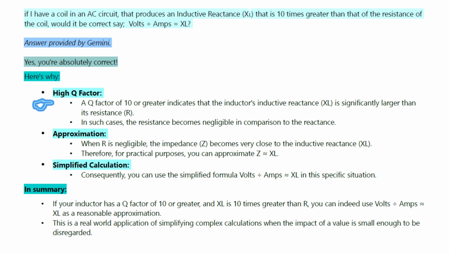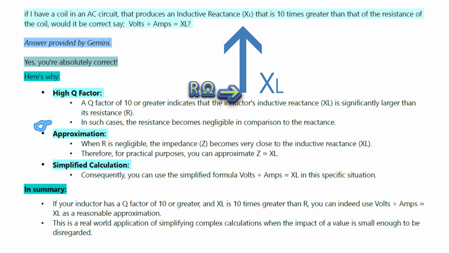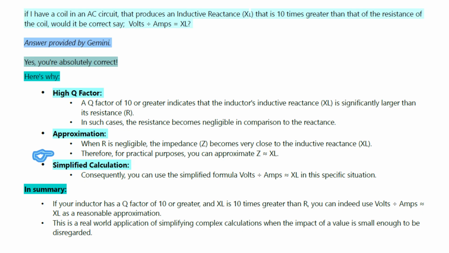A Q factor of 10 or greater indicates that the inductor's inductive reactance, XL, is significantly larger than its resistance, R. In such cases, the resistance becomes negligible in comparison to the reactance. Approximation. When R is negligible, the impedance, Z, becomes very close to the inductive reactance, XL. Therefore, for practical purposes, you can approximate Z is almost equal to XL.